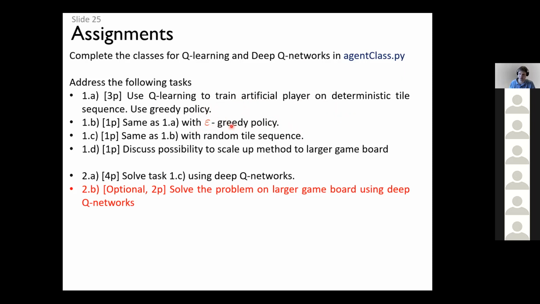So in B, you use epsilon greedy policy. In C, you use a random tile sequence instead. And in D, it's a discussion question on what happens if you try to scale up the Q learning method to a larger game board. And then the second task is to solve the same problem with the random tile sequence using the deep Q networks method. And then optional is to solve the problem on a larger game board using deep Q networks. So this gives 10 points.